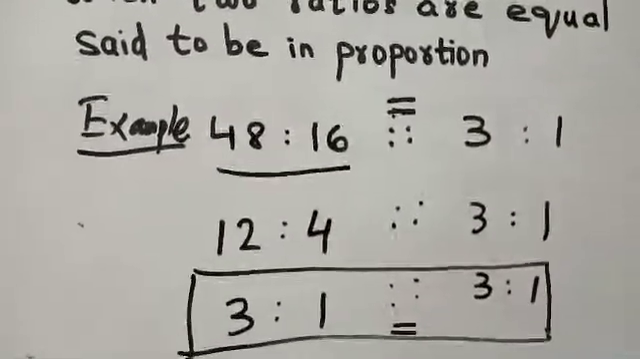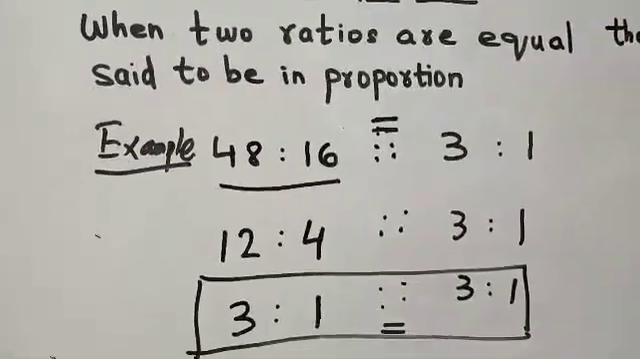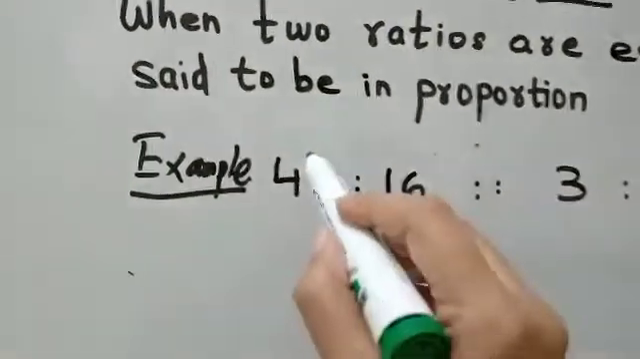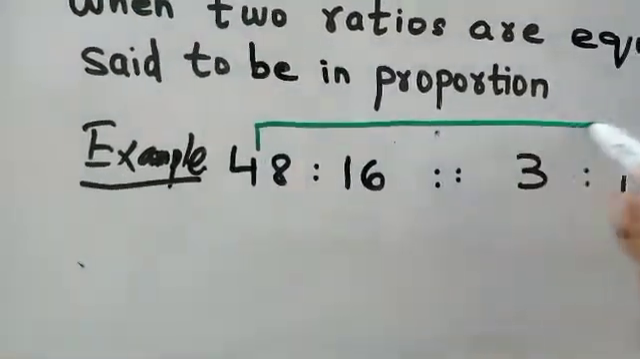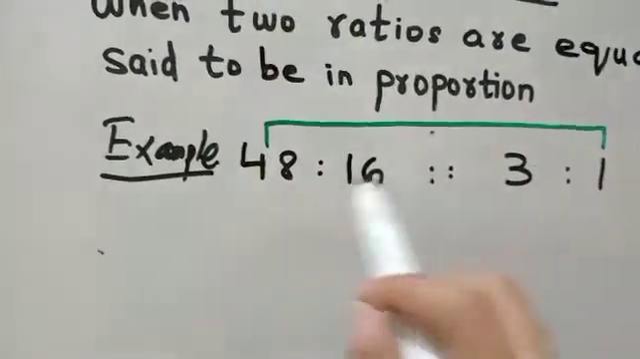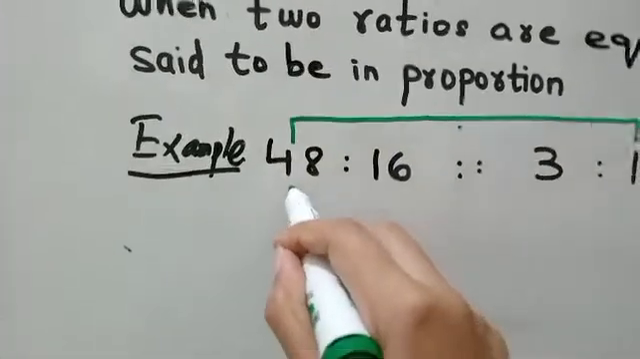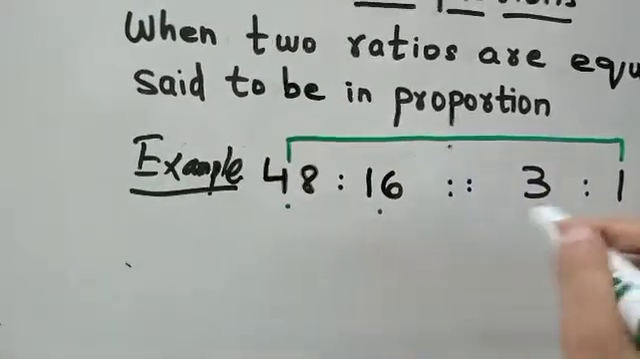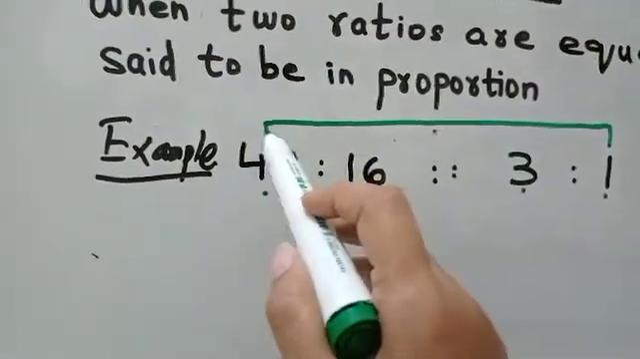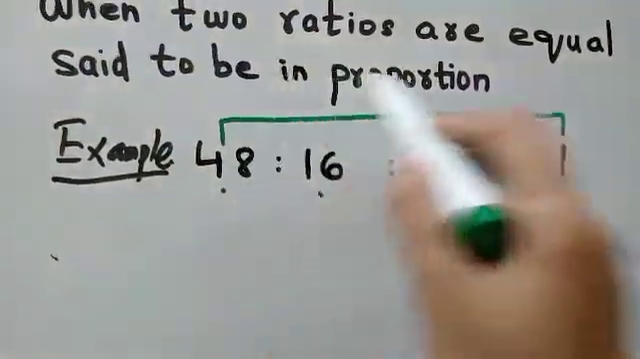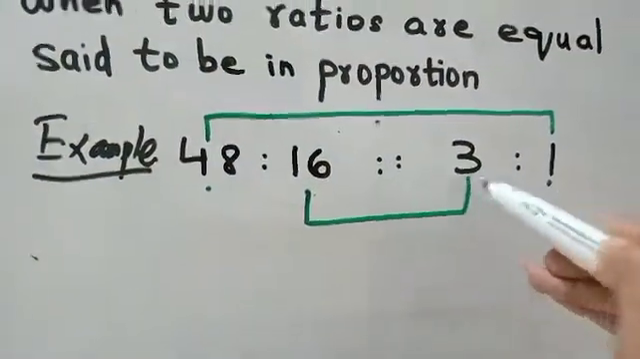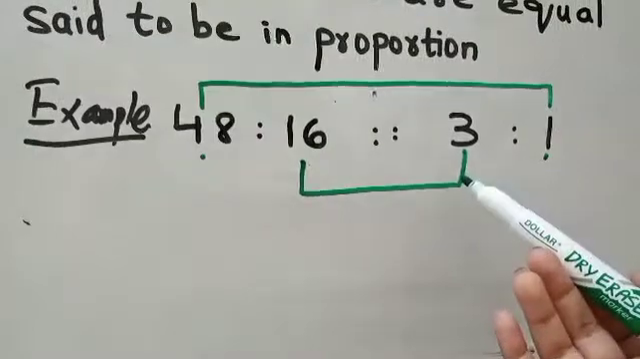Now I am explaining the formula to you. Now 48 and 1, they are together. Always it happens like this. This is called the first term. This is called the second term. This is called the third term, and this is called the fourth term. So the first term is joined with the fourth term. The second term is joined with the third term.